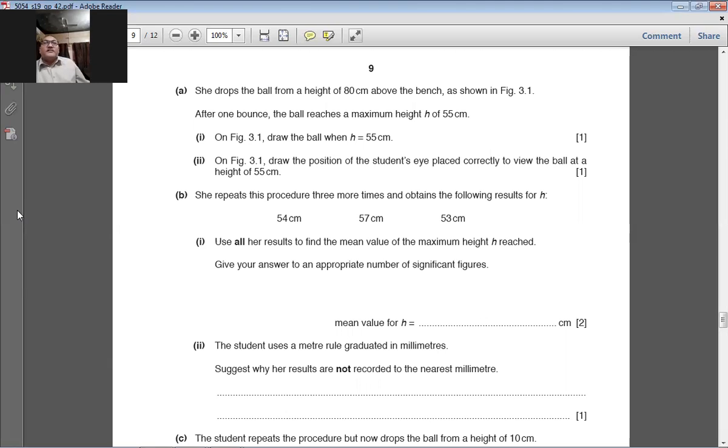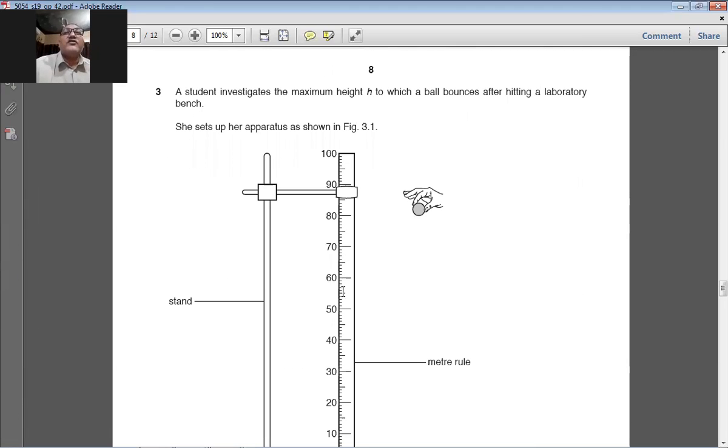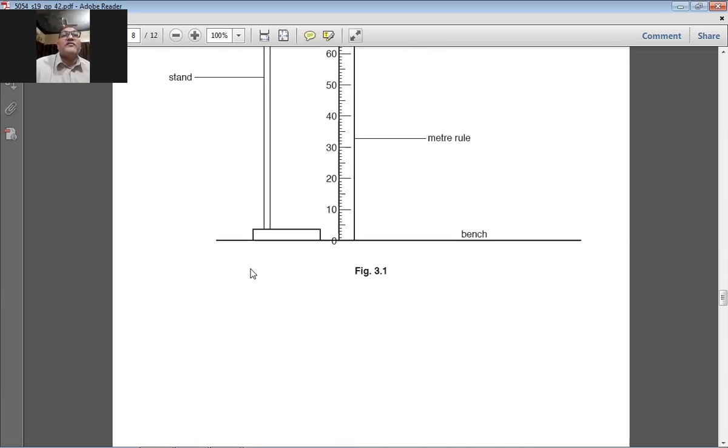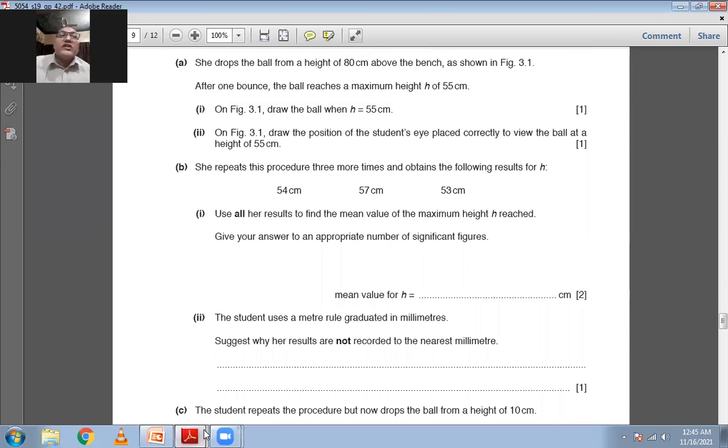So here, I can show you. So here I will draw a ball. 55 is here, this point. So I will draw a ball here. Its bottom should be coinciding with the 55 mark. Okay, so let me show you.